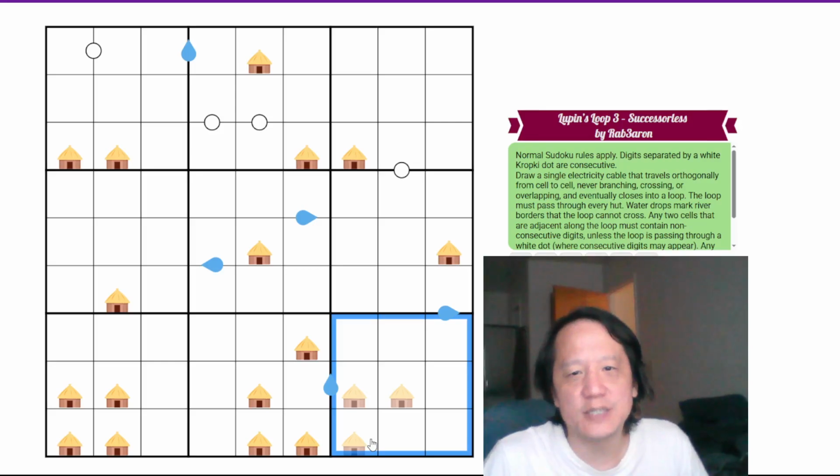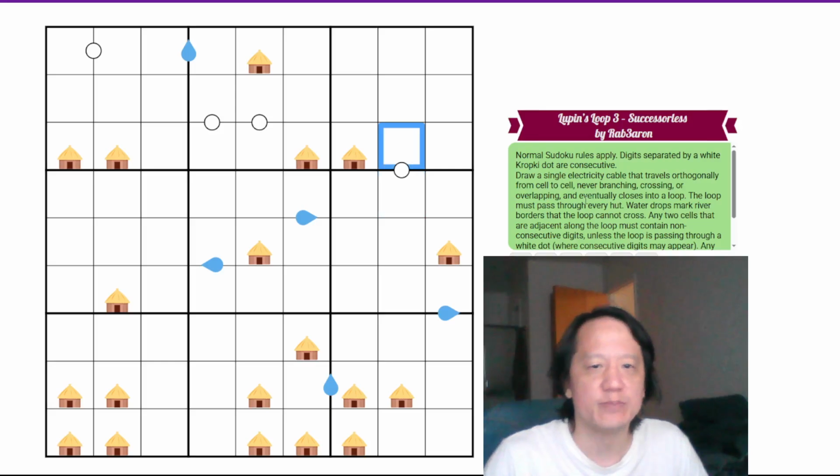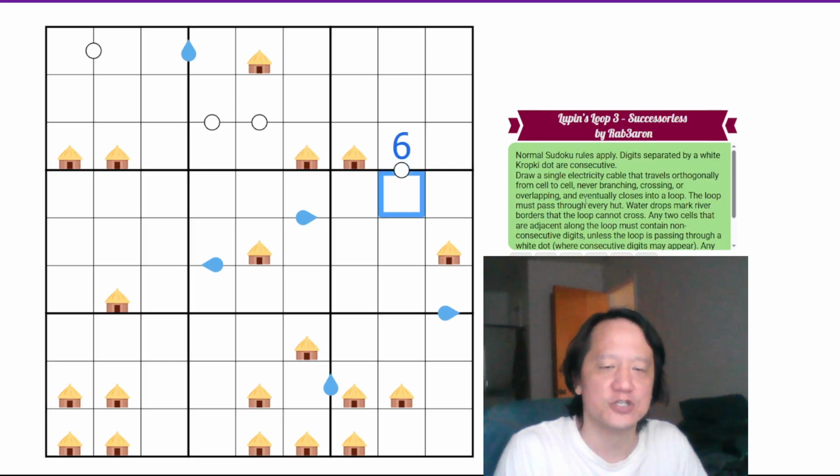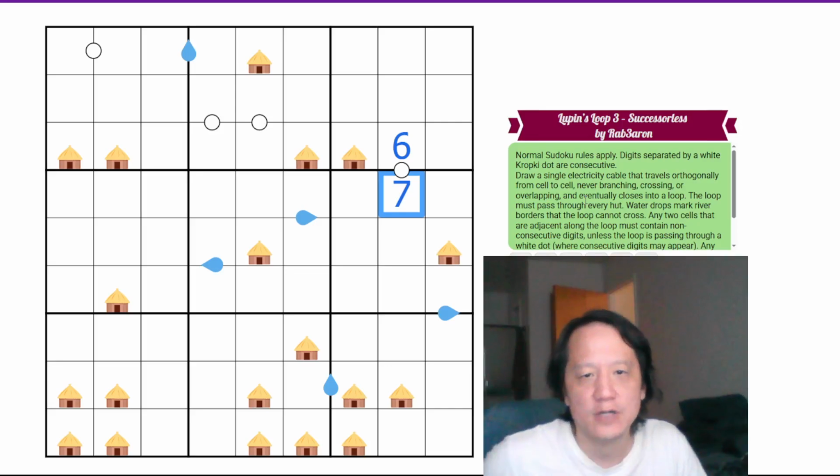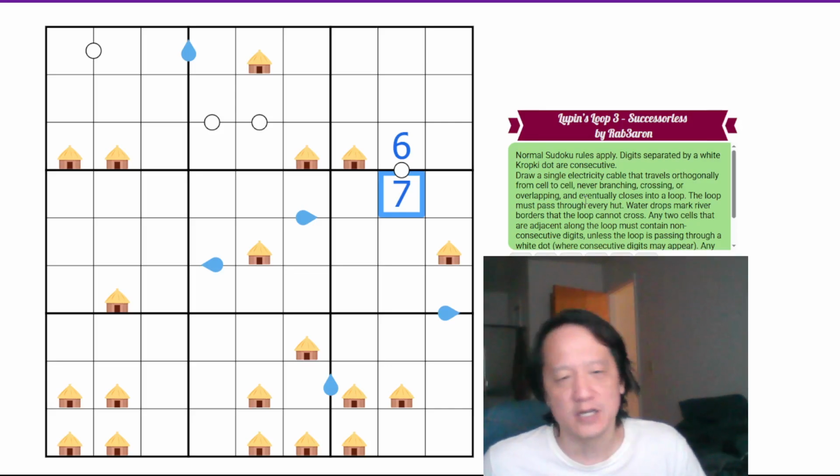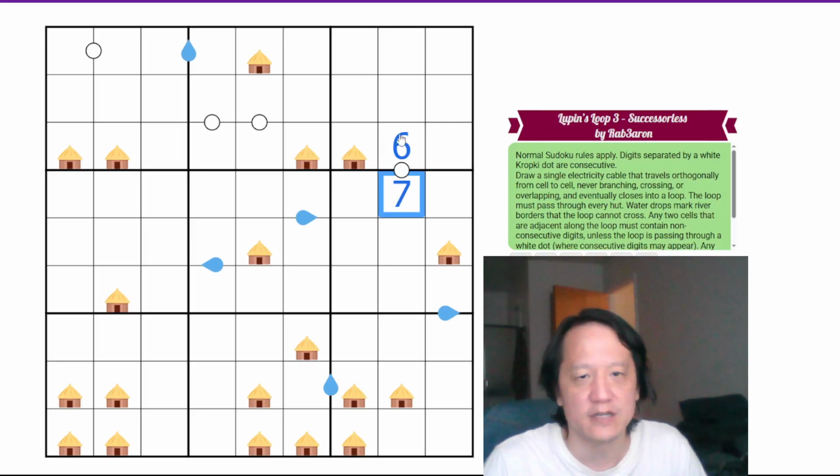Digits separated by a white Kropki dot are consecutive. So, for example, if this were a 6, this digit would have to be a 5 or a 7, because those are the only digits consecutive with 6, and they must be consecutive because there's a white Kropki dot in between them.